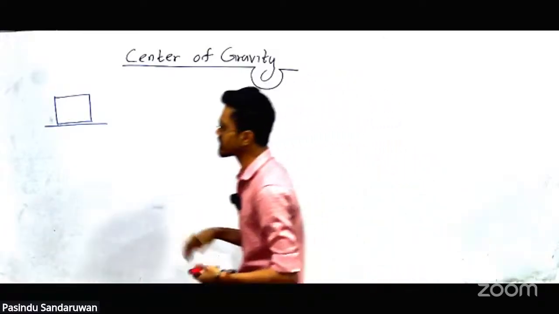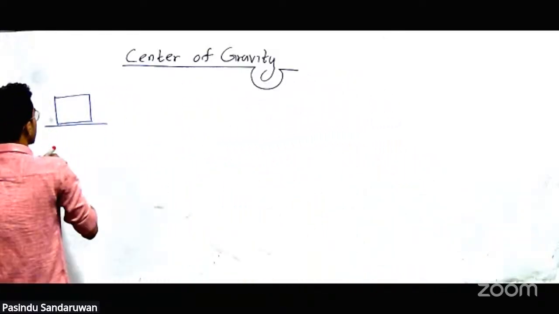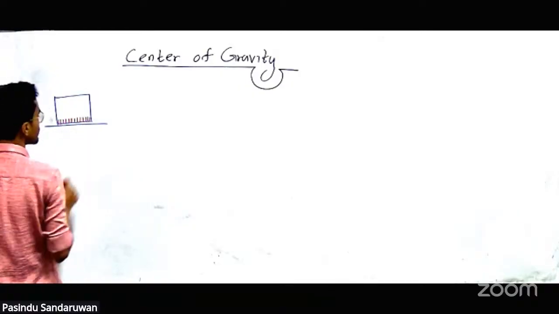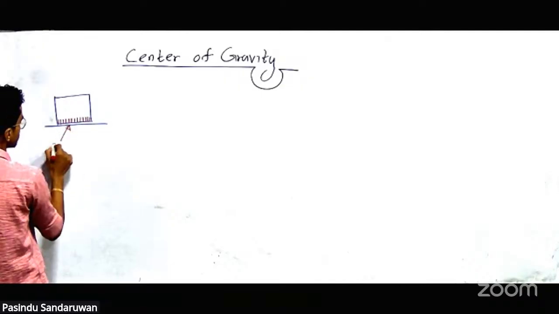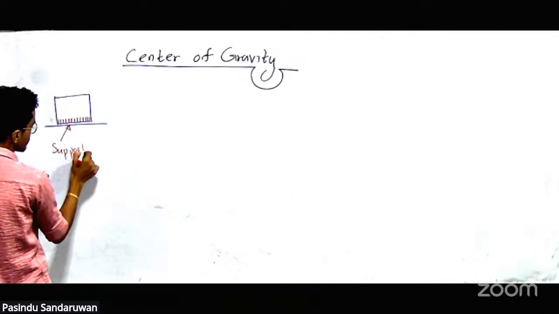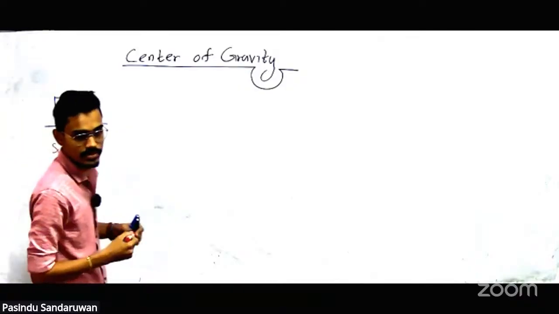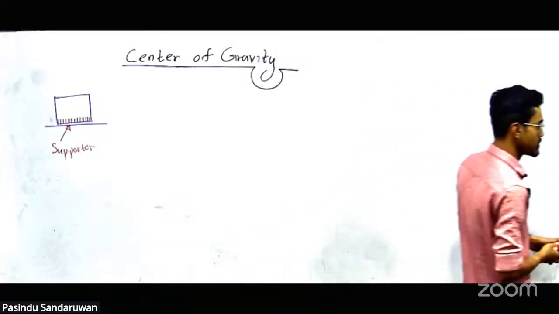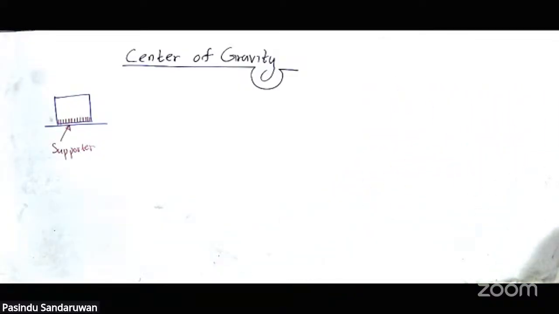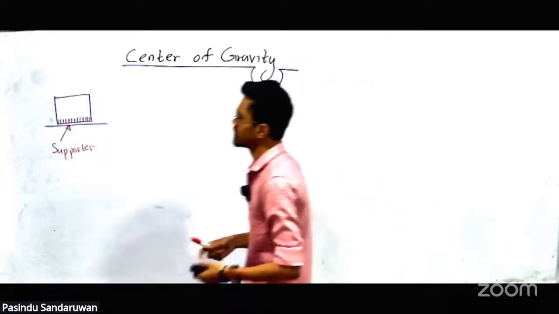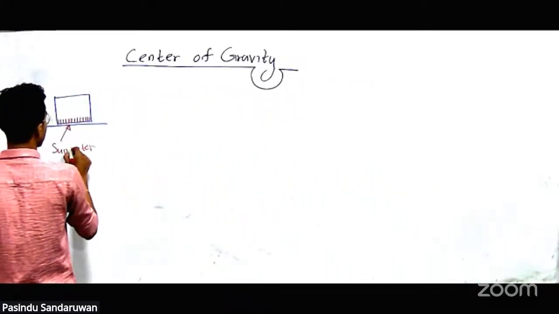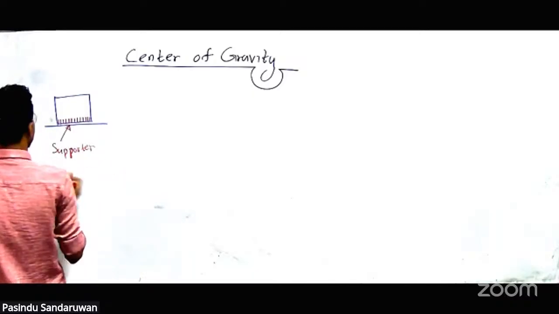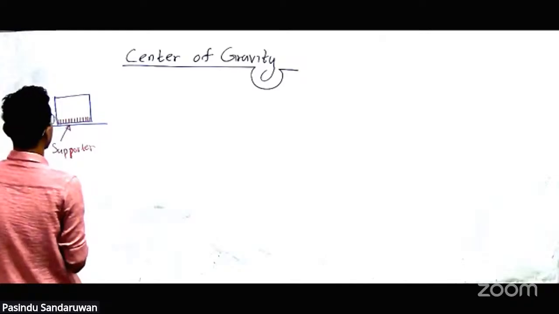Now, I have drawn a 2D diagram. The length from here to here in this 2D diagram is called the supporter. This is actually a surface, so imagine it in three dimensions. That is called the supporter. Okay, with this idea, come here.